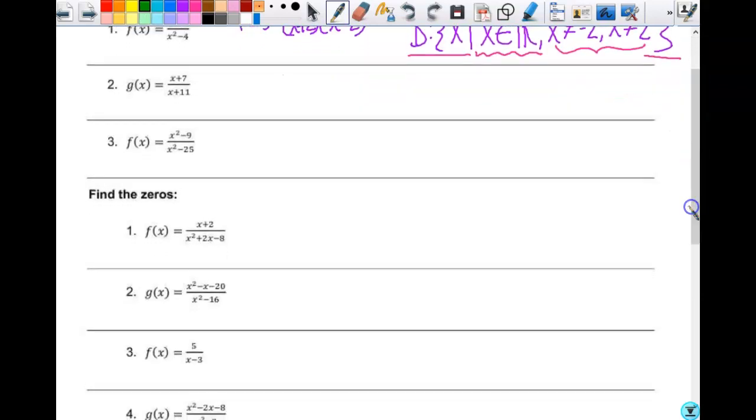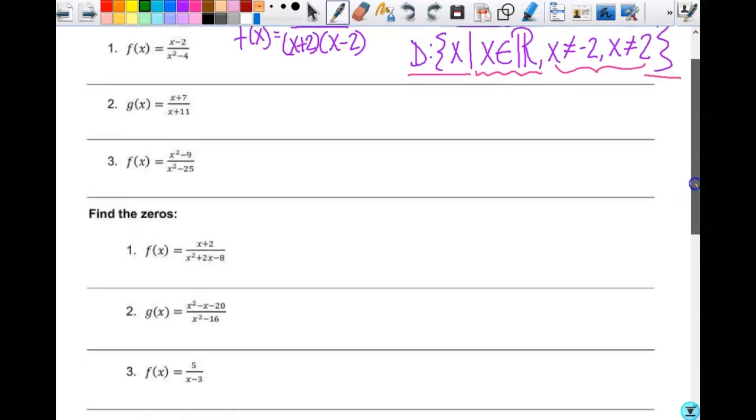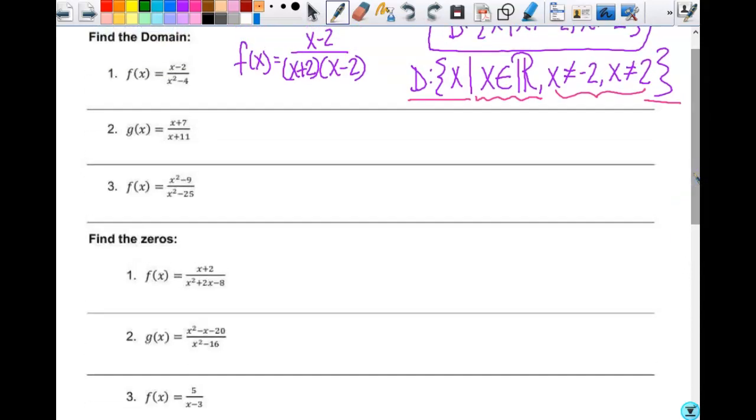So the first thing I'd want to do is factor. Well, I don't need to factor, right? Nothing I can factor there. And I'm looking for the domain. So the zeros of the numerator don't matter. I don't have any holes. The only thing that's going to affect my domain are the holes and the vertical asymptotes.